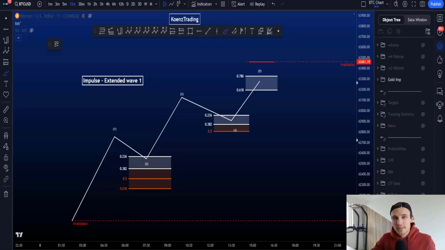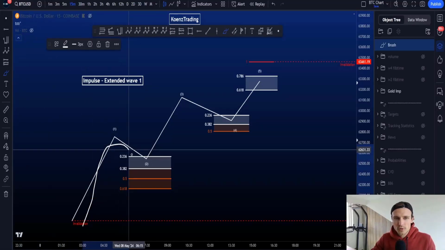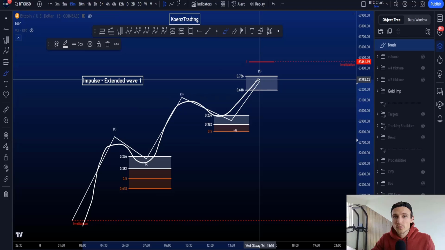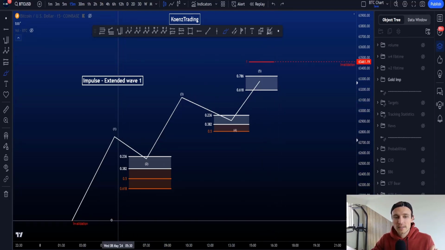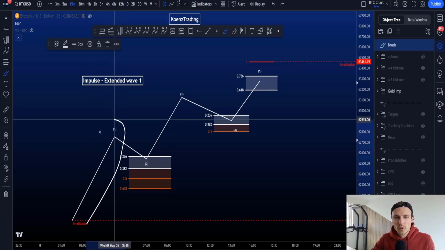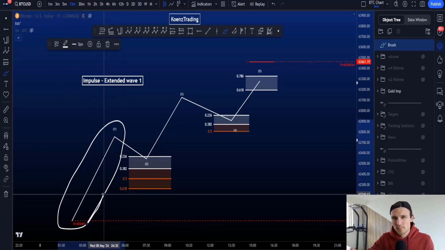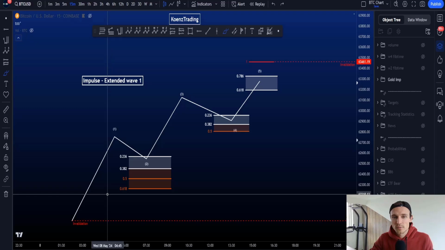In an impulse with an extended wave 1, this is what we're looking for: a 5-wave impulsive move to the downside, after which we want to see a 3-wave corrective structure. In this particular impulse, wave 1 is the longest, strongest and most impulsive wave with the highest amount of volume.